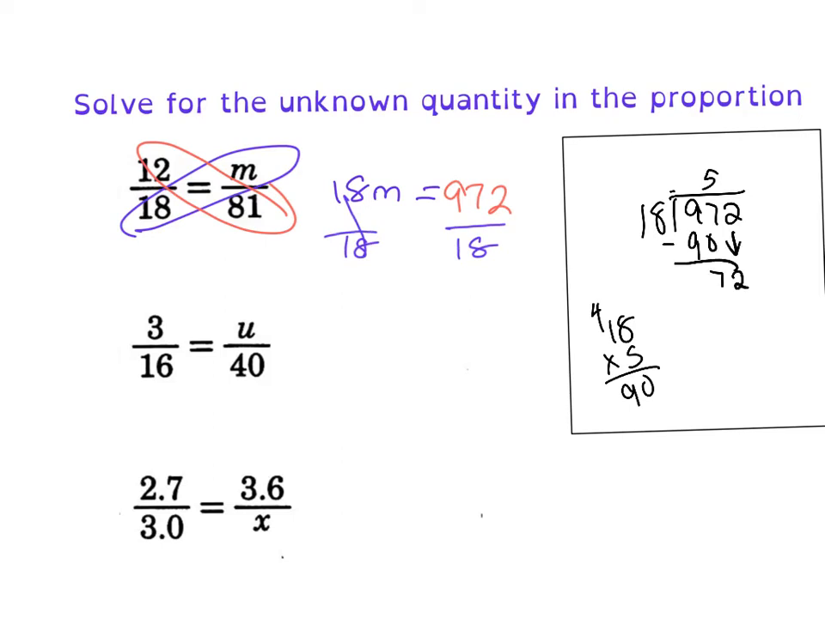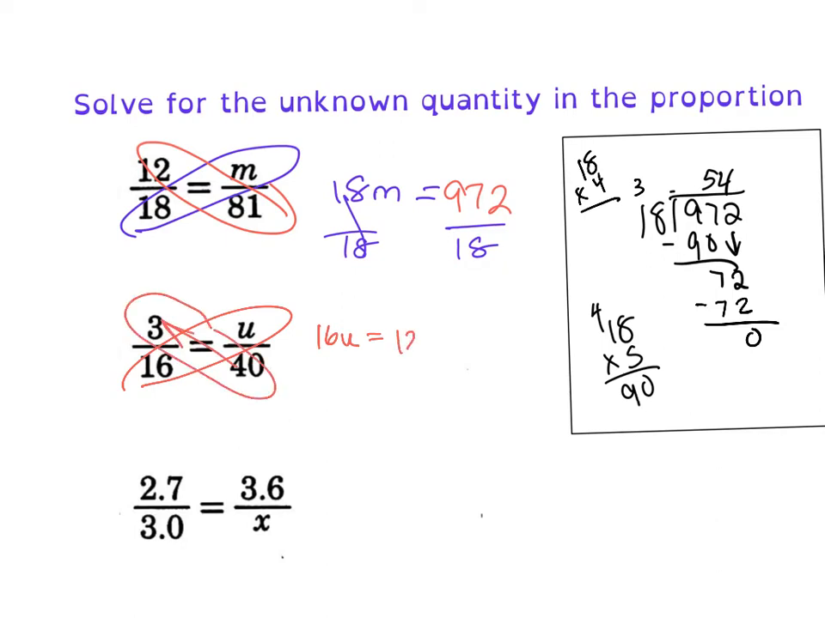How many times does 18 go into 72? 4 times. Well, let's see. 18 times 2 is 36. No, 4. And 36 and 36 is 72. So 4. 4 times 8 is 32. Carry the 3. 4 plus 3 is 7. That's 0 left over.